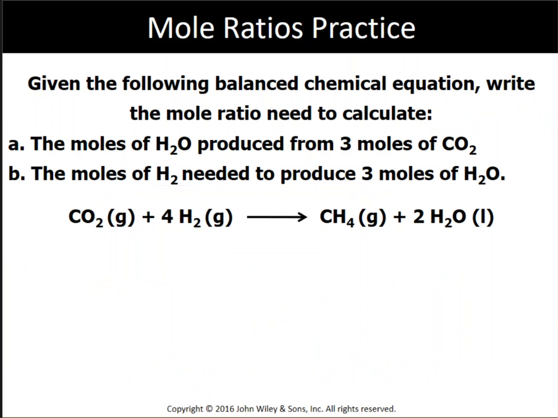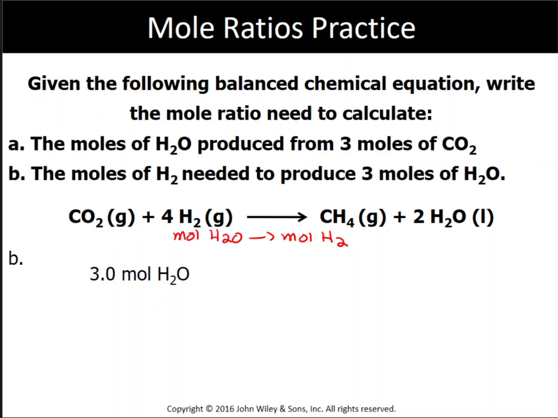Now let's look at part B. You want to find the moles of H2, hydrogen gas, that's needed to produce 3 moles of H2O. So from moles of H2O now, we want to find moles of H2. What's given to you is 3 moles of H2O. What we're looking for is the moles of hydrogen gas.